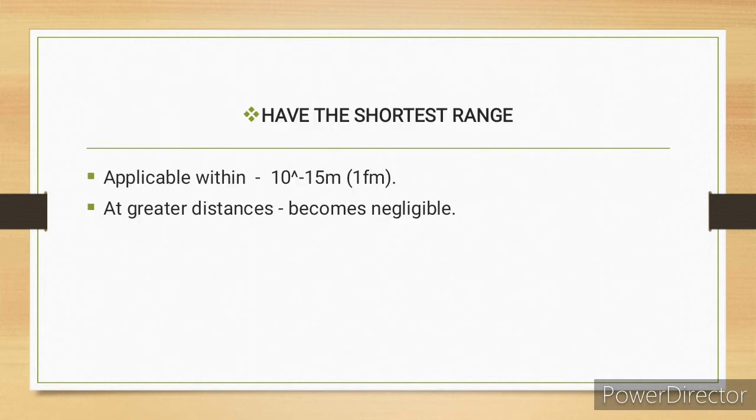Next, the second property, nuclear forces are short-range forces. Short-range means they are applicable within the distance of order of 10 raised to minus 15 meter. Note that 10 raised to minus 15 meter is equal to 1 femtometer. This distance can also be called a Fermi. Also, at greater distances, these forces are negligible.